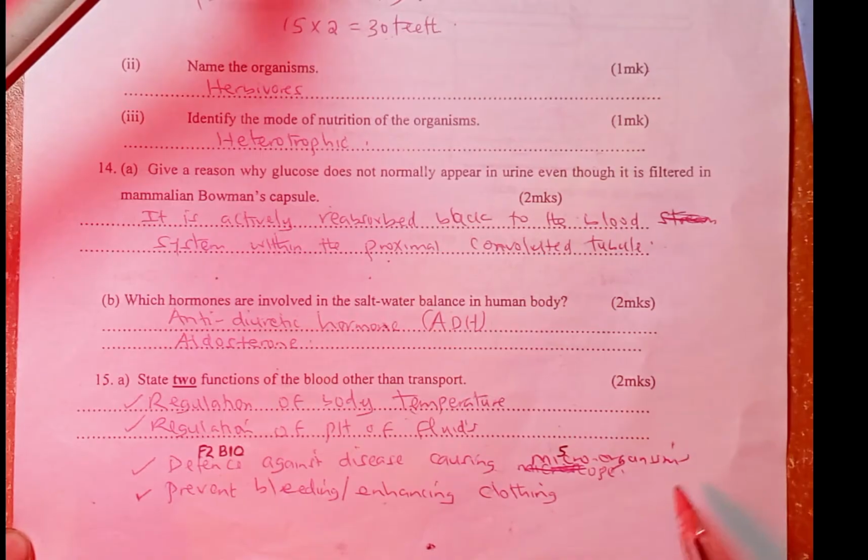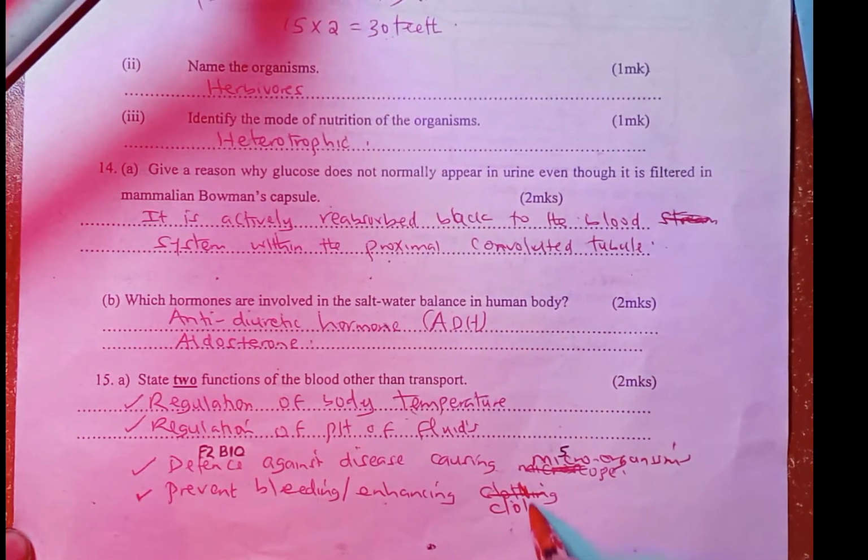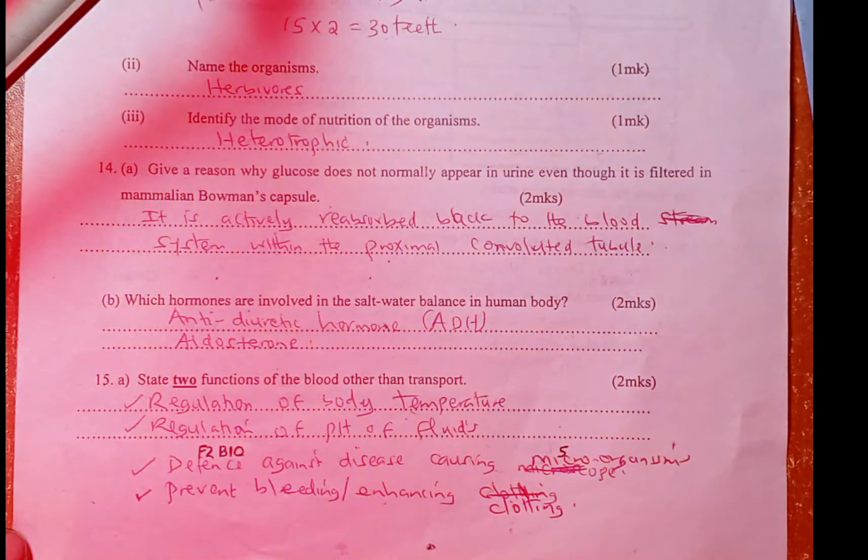Microorganisms, actually we call them pathogens. Then of course prevents bleeding. Also we can say it enhances clotting of blood. We move to question number 16.